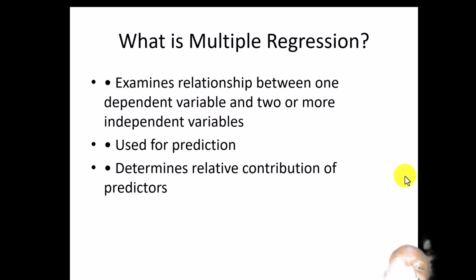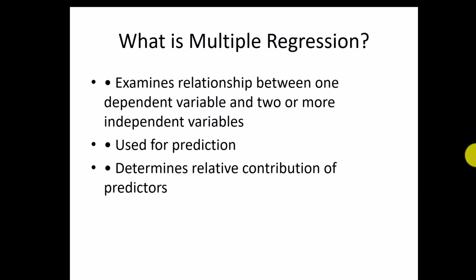Starting with what is multiple regression? Multiple regression examines relationship between one dependent variable and two or more independent variables. And basically, it is used for prediction. It determines the relative contribution of predictors.